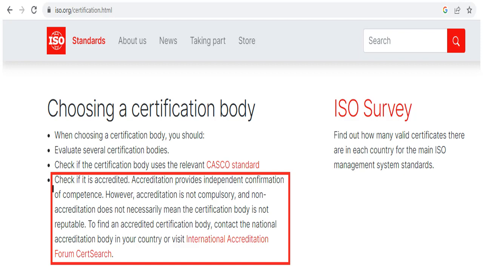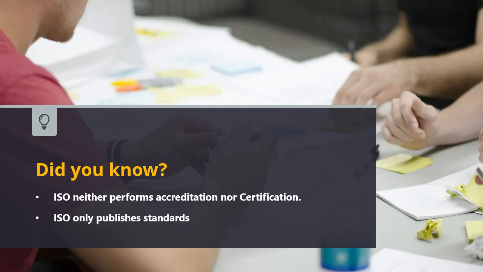For example, an organization willing to become a certification body to subsequently audit organizations for ISO 45001 or any other management system standard shall be accredited for ISO 17021 by an accreditation body. It is noteworthy that ISO neither performs accreditation nor certification. ISO only publishes standards. An organization certified for any ISO standard cannot display the ISO logo either. They can only use the logo of the certification body if and as authorized by them.